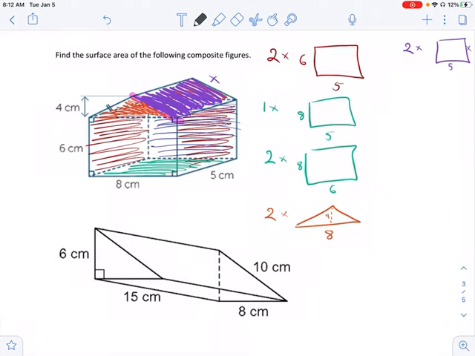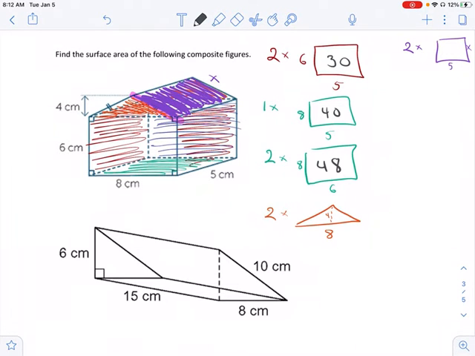So, this 5 by 6 rectangle is going to have an area of 30, and this one has an area of 40. This is going to give me 48 here. And then for this triangle, that's going to have an area of 16. So if I have two of these, that makes 60. One of those is 40. Two of these is 96. Two of those triangles is 32.